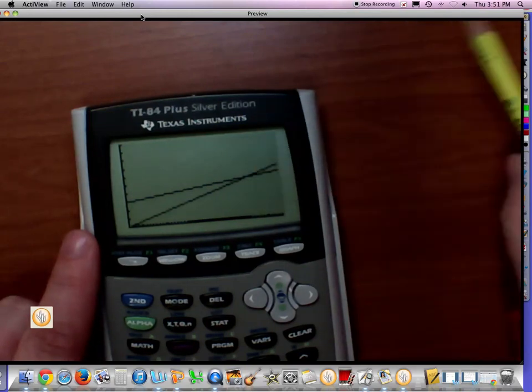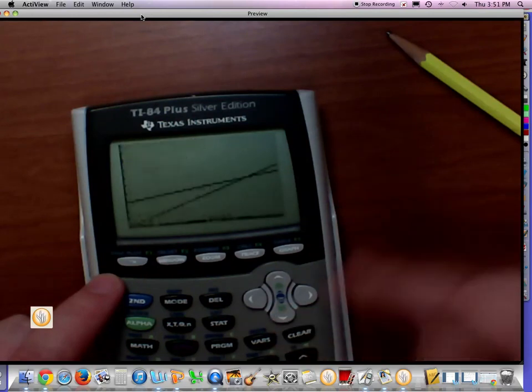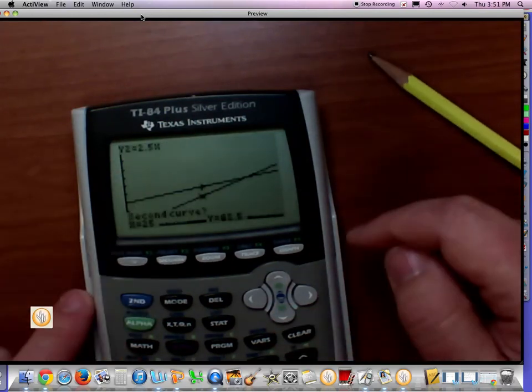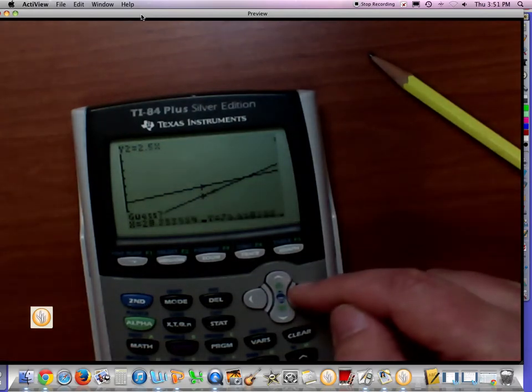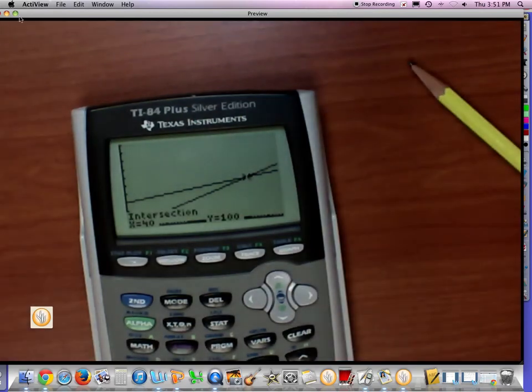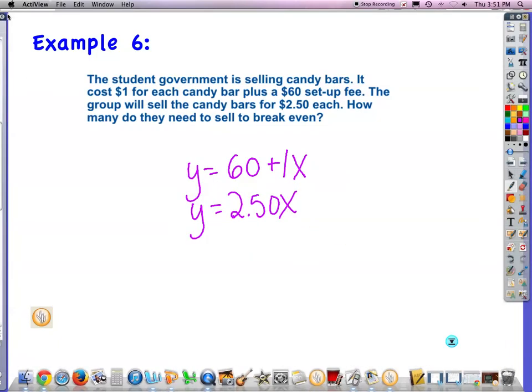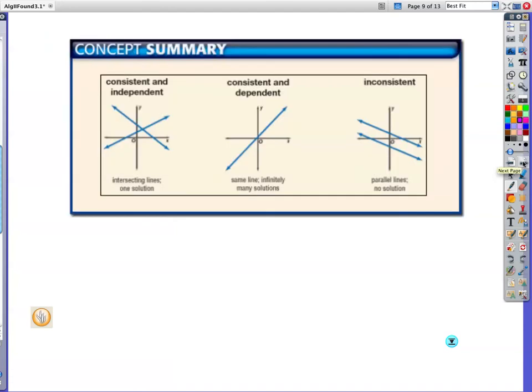Okay, there's my intersection. How do we do that again? Second trace, go to 5, the intersection. I'm on this line. Now, second curve, I think it generally jumps around for you. Your guess, you actually don't have to get all that close. And it gives me (40, 100). That means 40 candy bars sold, for 40 candy bars is going to cost you $100. This is your break-even point. Okay, moving on.